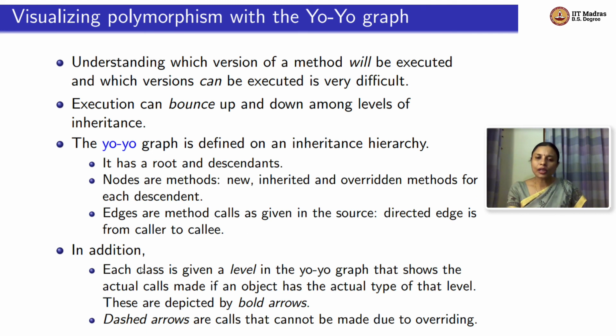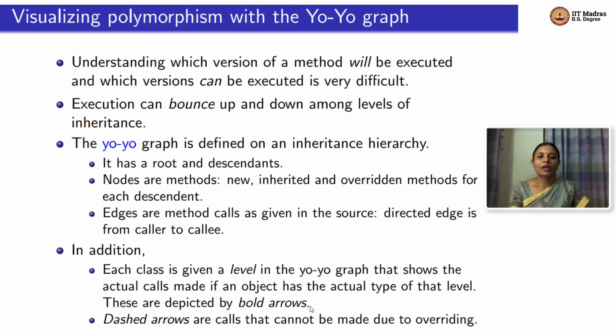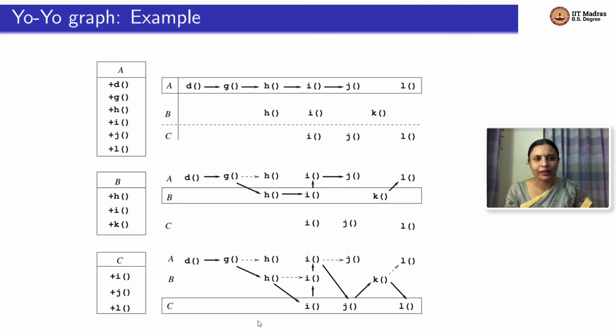In addition, each class is given a level in the yo-yo graph, like we saw here, based on the class inheritance hierarchy. And it shows the actual calls made if an object has an actual type of that level. These are depicted by bold arrows, like here. The bold arrows and the bounding box say that the object has an instance of actual type B. Here it says actual type C. Then the calls to those respective methods are depicted by bold arrows. Dashed arrows are calls that exist, but at a particular execution, cannot be made because of method overriding. This is what a yo-yo graph represents succinctly.